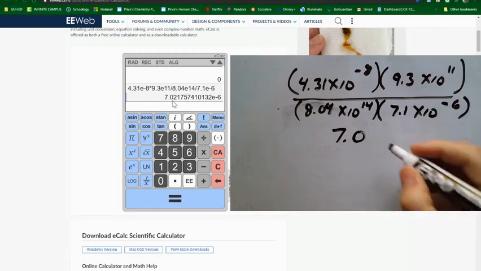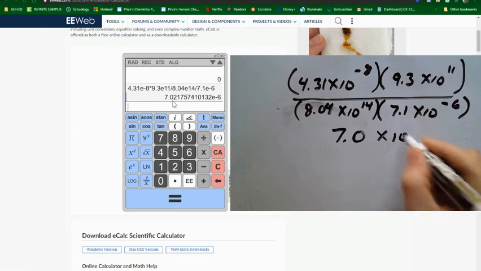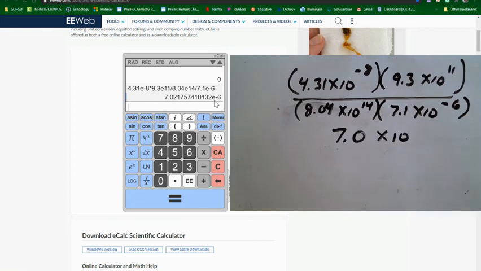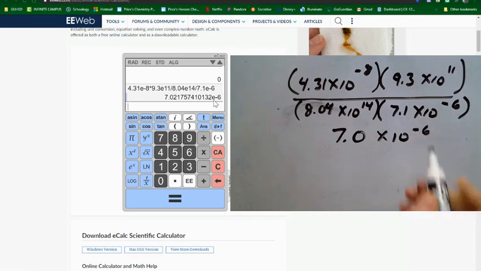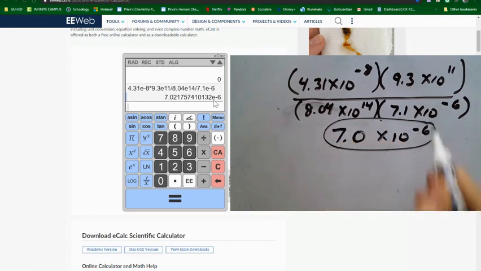So it's going to be 7.0 times 10. That's what the E means. And then the exponent is negative 6. That is my answer. And that's how you use the scientific calculator.